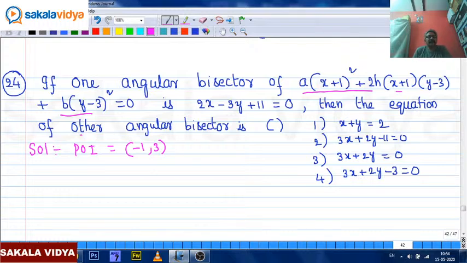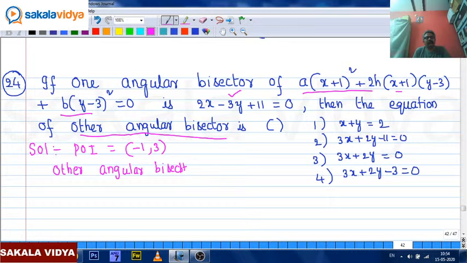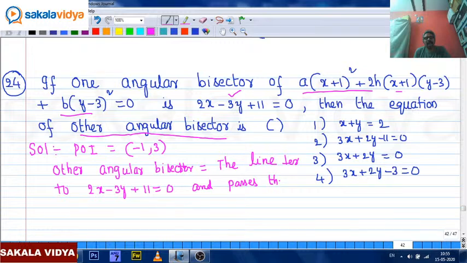So the equation of the other angular bisector is a line perpendicular to 2x minus 3y plus 11 equals to 0 and passing through minus 1 comma 3.